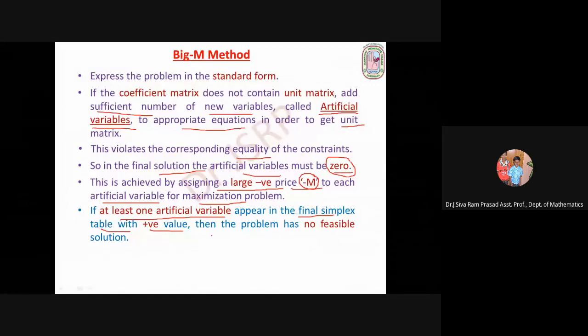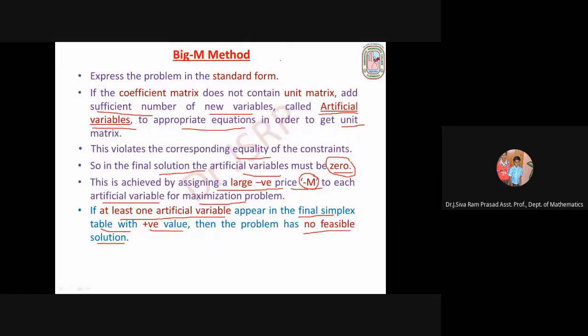The feasible solution means all variables should be greater than or equal to 0. If at least one variable is negative, it is not a feasible solution, so we discard that. So in this case, the problem has no feasible solution. In the final simplex table, if at least one artificial variable appears with positive value, then the problem has no feasible solution.